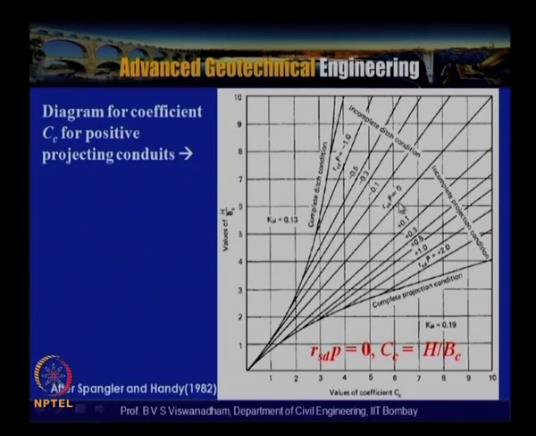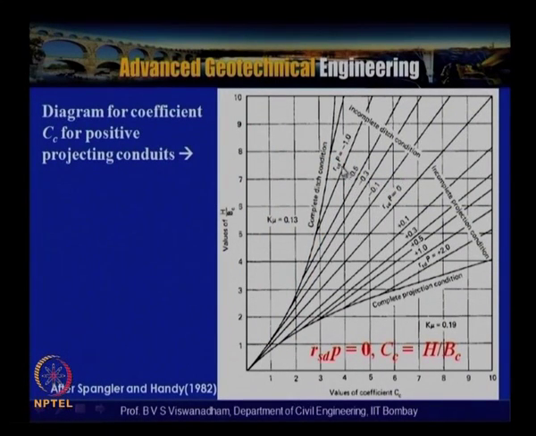Along this center line RSDP is equal to 0. When RSDP is equal to 0, that means the Cc coefficient will be equivalent to H by Bc. So when you say that Wc is equal to gamma into Cc into Bc square, then Cc is equal to H by Bc. So what we get is that the load on the pipe is Wc equal to gamma into H into Bc.